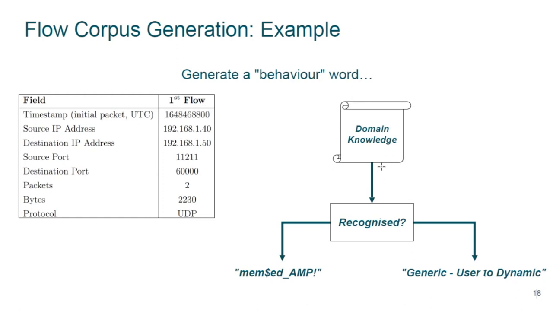So now we need to generate a behavior word. If we rely on domain knowledge, this is not necessary, but let's suppose we use domain knowledge, then the question is whether it is recognized or not. Consider the source port there, it's 11211, that's memcache amplification typically. We also see that there were two packets in total, and the bytes in this flow, this is the total size. And we see it's UDP. So in that case, we recognize this as a memcached amplification.